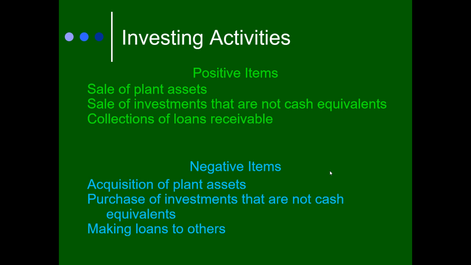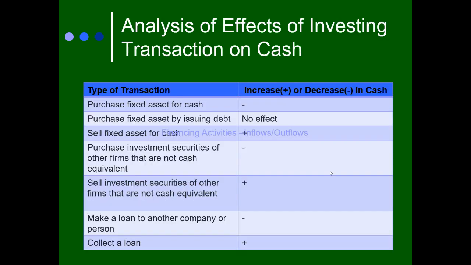For negative items, it will involve any acquisition of plant assets, so a new purchase of assets, purchases of investment that are not cash equivalent, so maybe it's a treasury stock or debt, a bond or debenture. It depends. And if you make loans to others, so you give loans to other parties. Those are the negative items in investing.